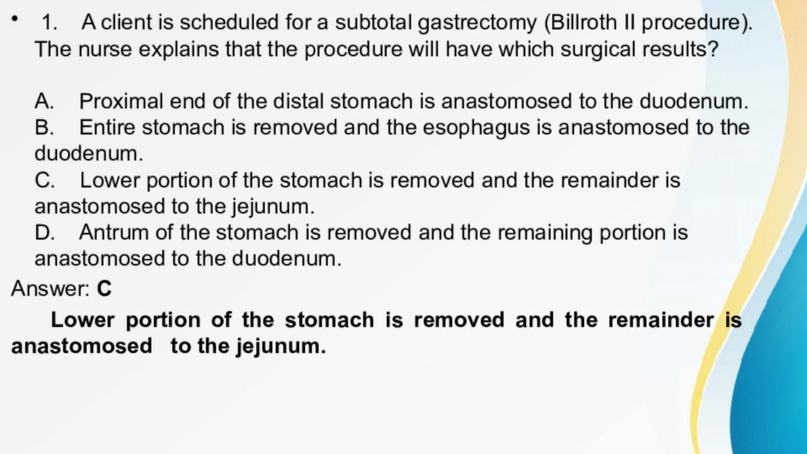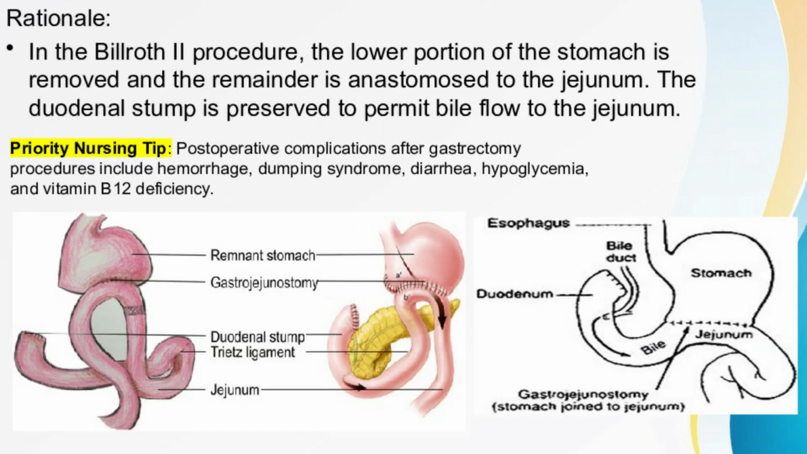Answer: letter C. Lower portion of the stomach is removed and the remainder is anastomosed to the jejunum. In the Billroth II procedure, the lower portion of the stomach is removed and the remainder is anastomosed to the jejunum. The duodenal stump is preserved to permit bile flow to the jejunum. Priority nursing tip: postoperative complications after gastrectomy procedures include hemorrhage, dumping syndrome, diarrhea, hypoglycemia, and vitamin B12 deficiency.